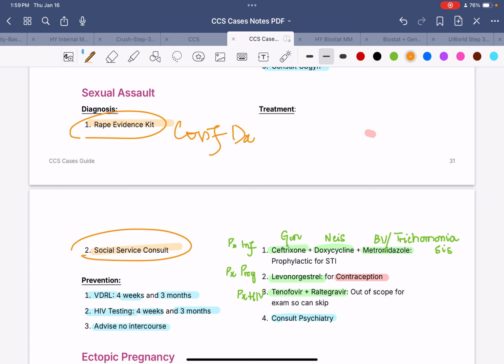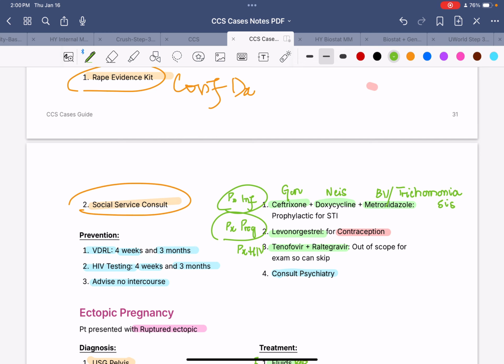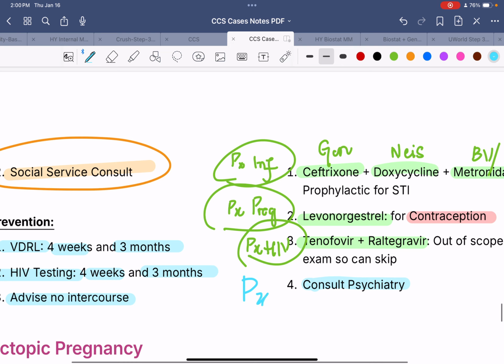In the treatment, of course, the patient is at risk of STIs, right? So first goal would be to prevent infection. Next off, since the patient has been assaulted and if she is a female, she is at risk of a pregnancy, right? So we are going to prevent pregnancy. And next off, specifically in the infections, she is at risk of the viral infection, which is HIV. Therefore, you can give antiretrovirals. And of course, the patient has some sort of psychological impact from the assault as well. Therefore, prevent some sort of psychological adverse outcome as well by consulting psychiatry.